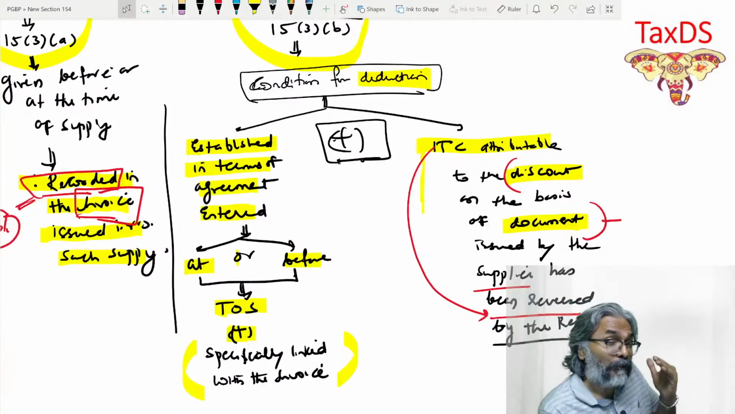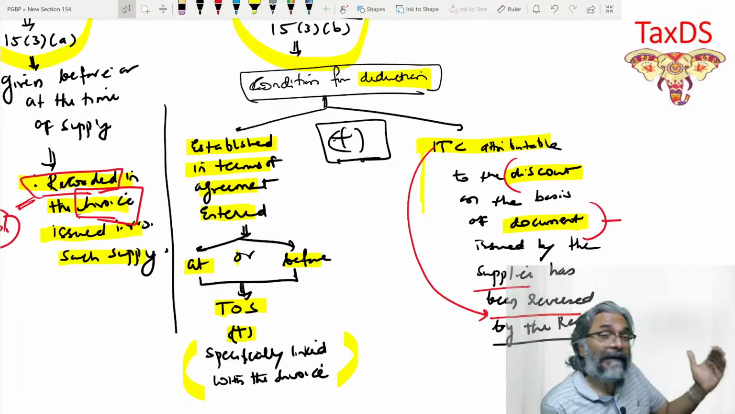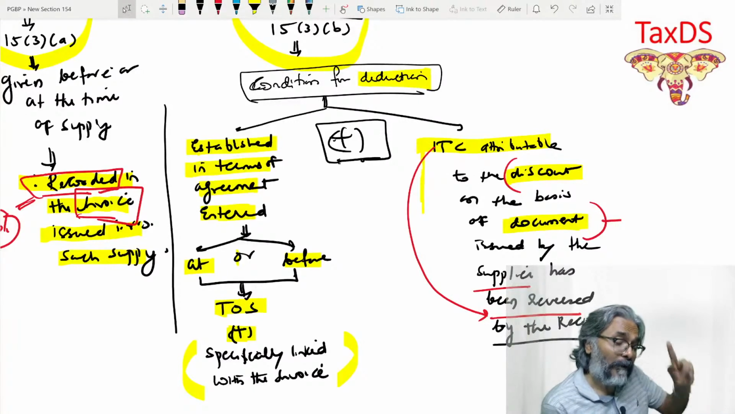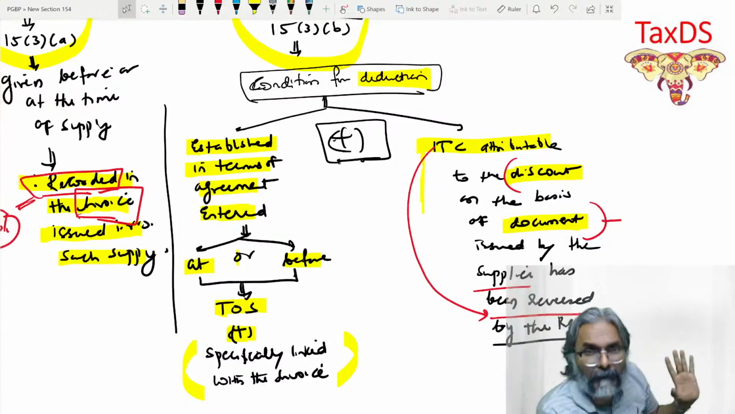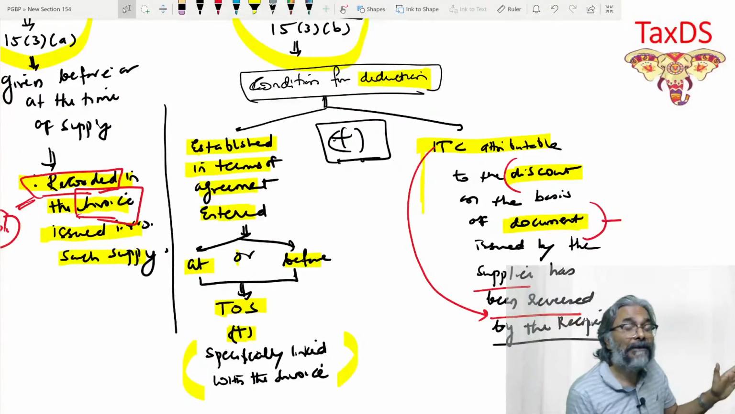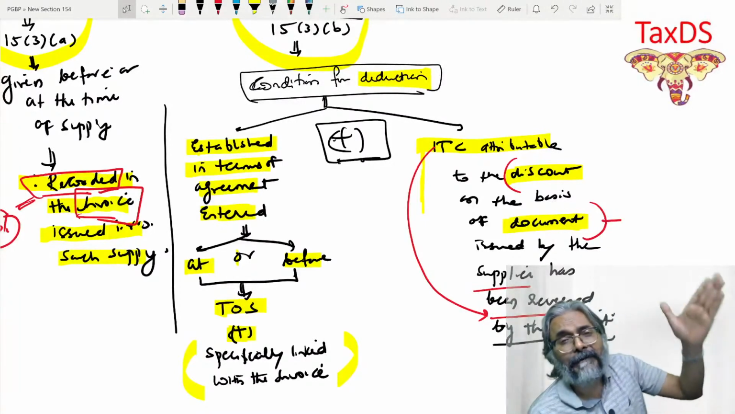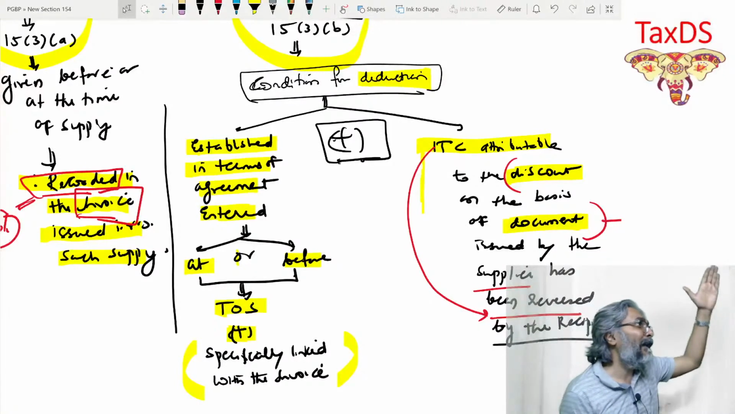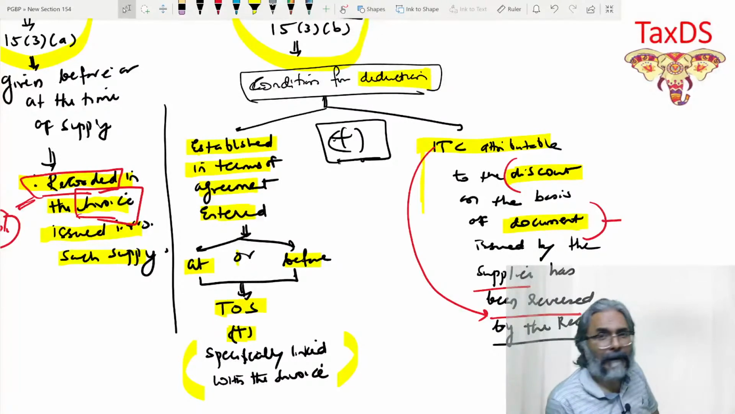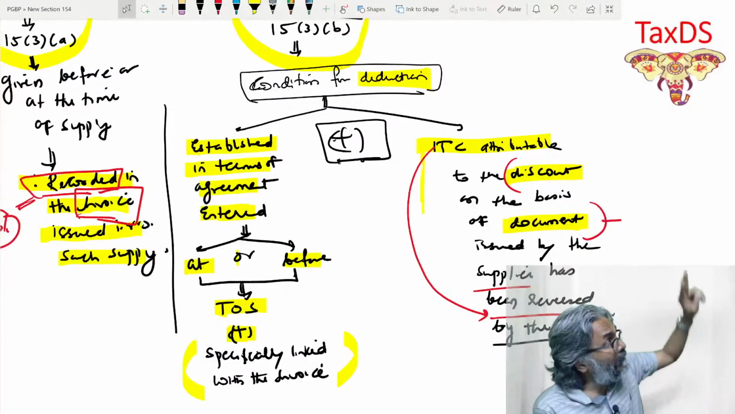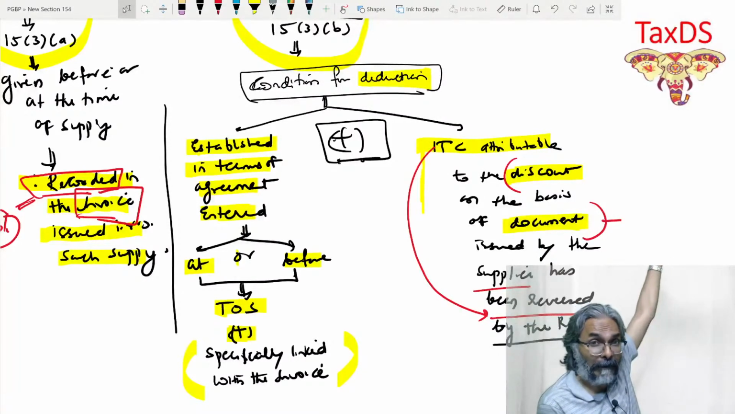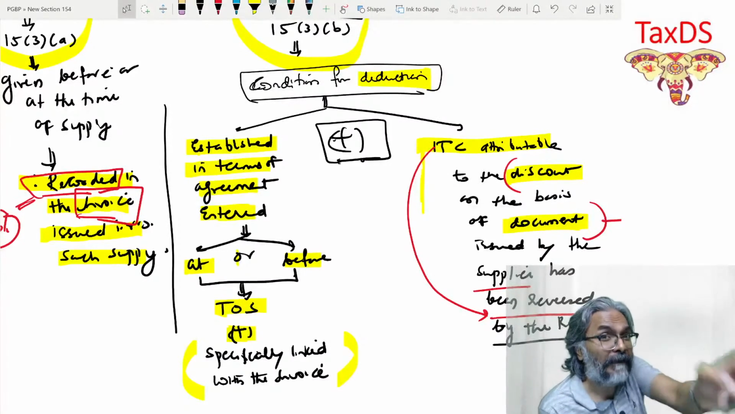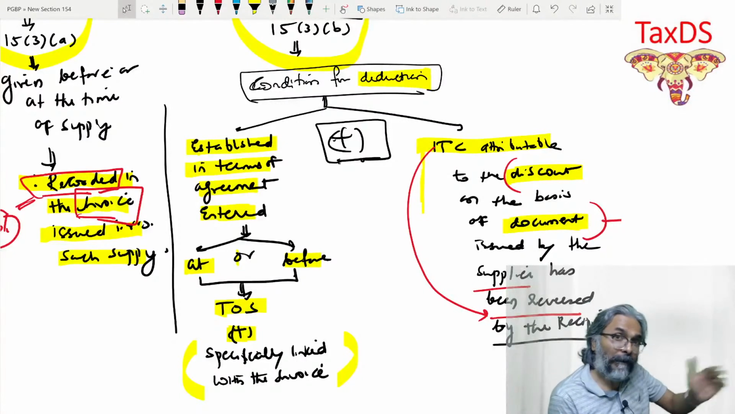First, students, it should be established in the terms of the agreement, entered either before or at the time of supply, that this discount will be given. Second, it should be specifically linked with the invoices of the earlier period for which the discount is given subsequently. So it should be linked with the invoice.